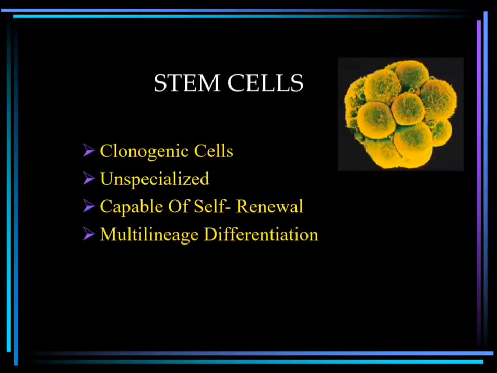Now, there are some terminologies used in stem cells. What are these clonogenic cells? These clonogenic cells refers to the fact that these cells are clones of one another. Now, what is unspecialized? The fact of the matter is that they can divide and give rise to different specialized cells. What is capable of self-renewal? What do you mean by that?